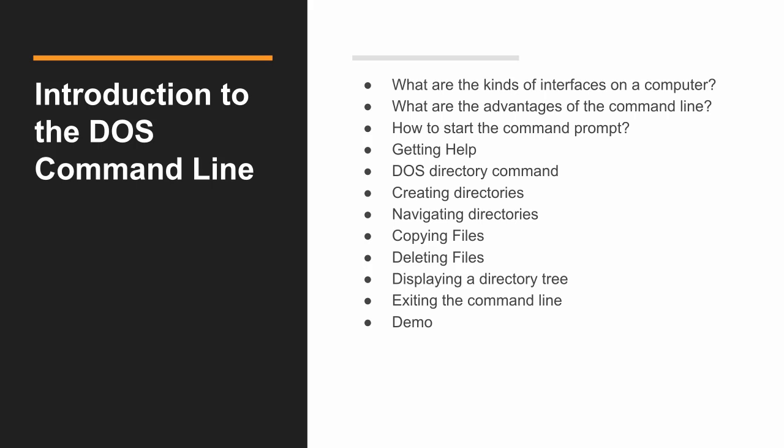Then we'll look at some of the basics: how to get started, how to get help, and then some of the basic commands to get you going. There's tons of commands, so this is just a small subset of those. We're going to start off by looking at the directory command, how to create directories, how to navigate around a directory tree, how to copy and delete files, to display a directory tree once you've constructed a tree, and then basically how to exit. And then I'll go with a complete demonstration of all of those things. So let's go ahead and look at all the details of the DOS command line.